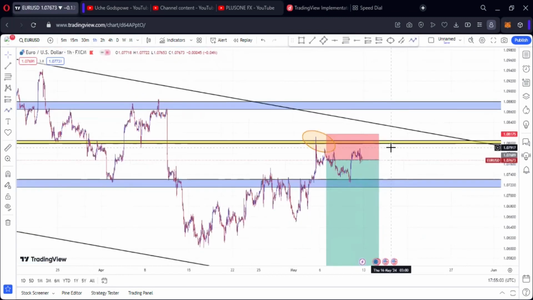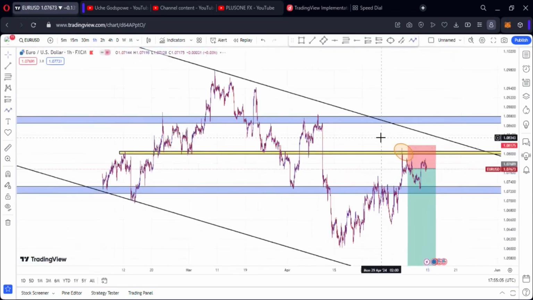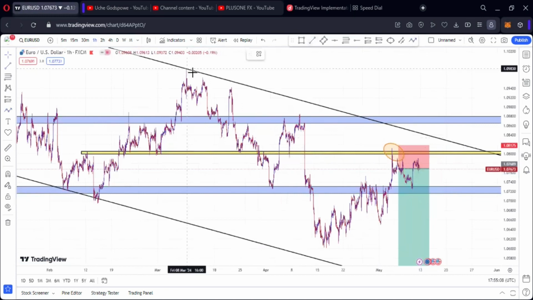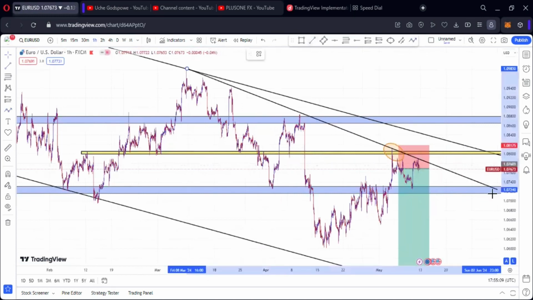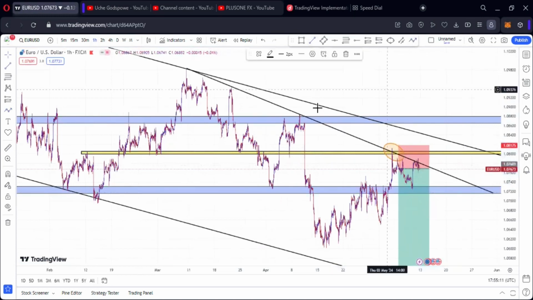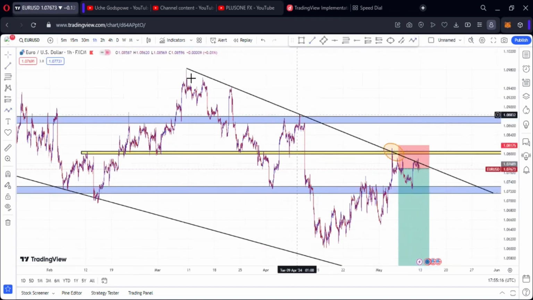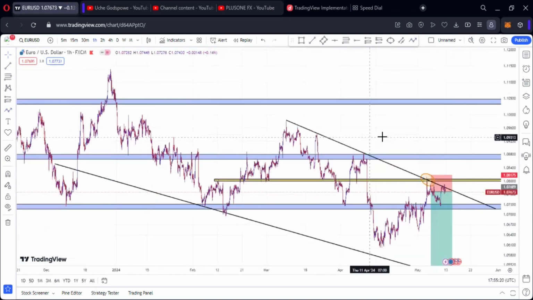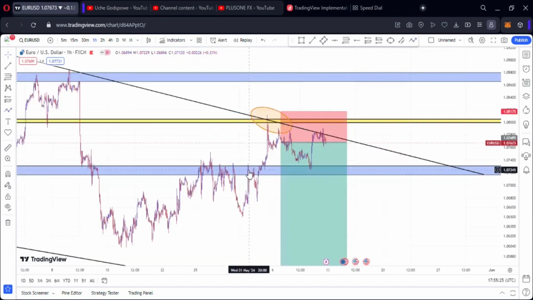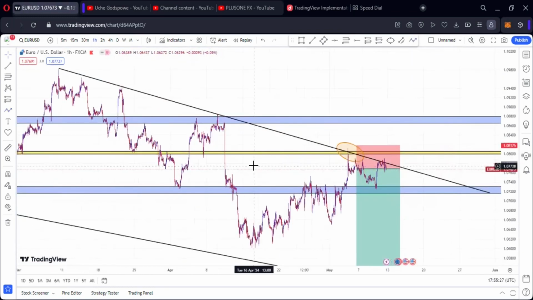So you can see that our analysis is still playing out. I'm still fully bearish on this market. We also have an internal trend line right here: first touch, second touch, and then our third touch, which is the most important touch. So guys, you can see our analysis is currently playing out on Euro USD.